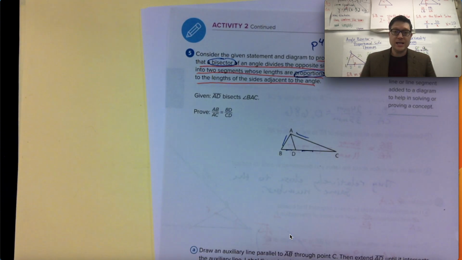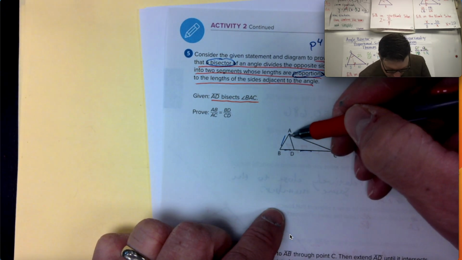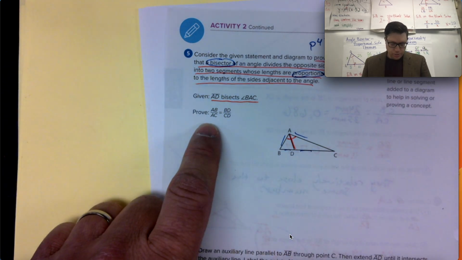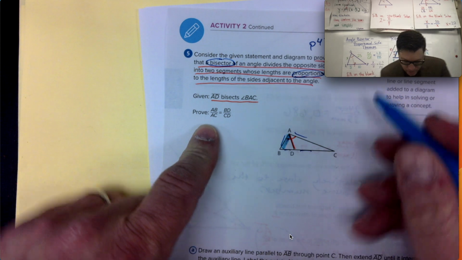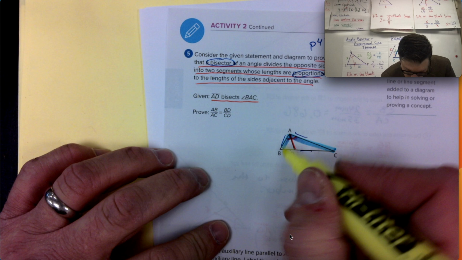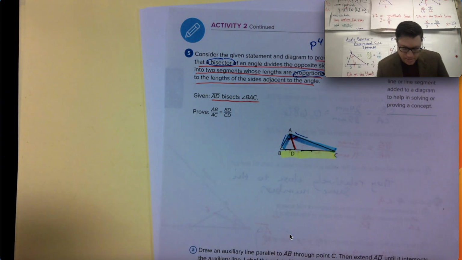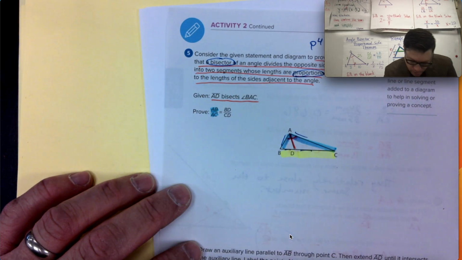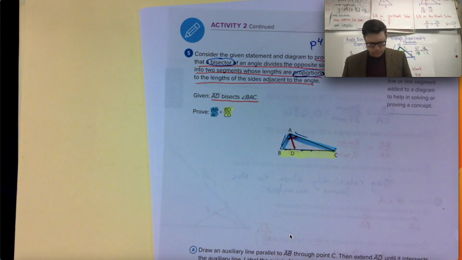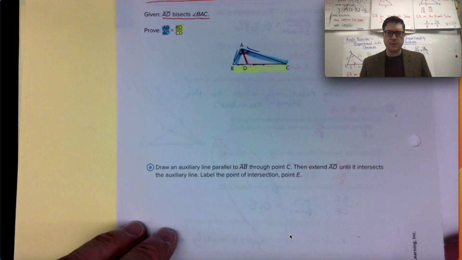Given AD, that's in the middle, use the red for this one, is bisecting angle BAC. Prove AB over AC is equal to BD over CD. Okay, so some blue and some yellow. We have some more to do, but I'm just trying to process what's on this paper.